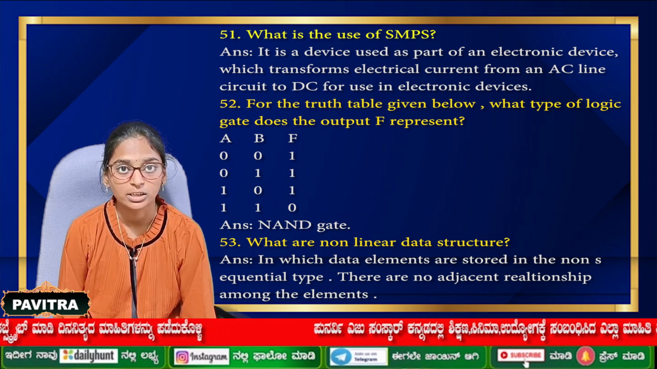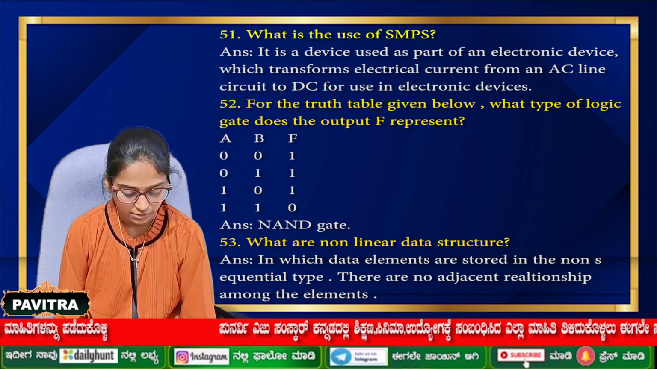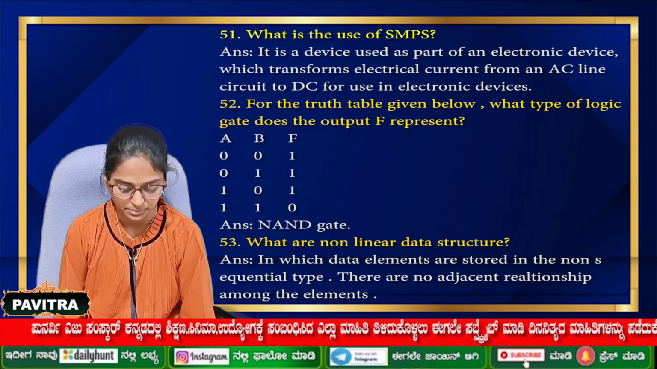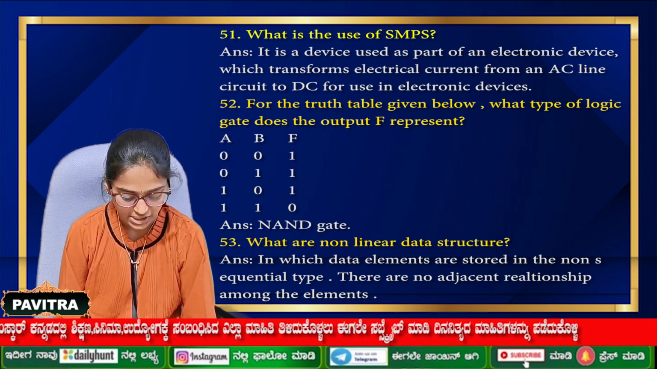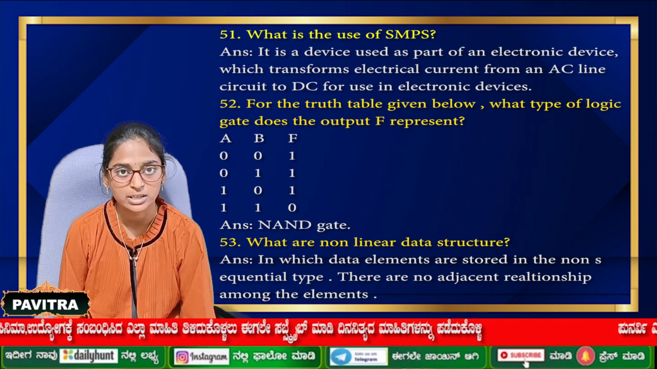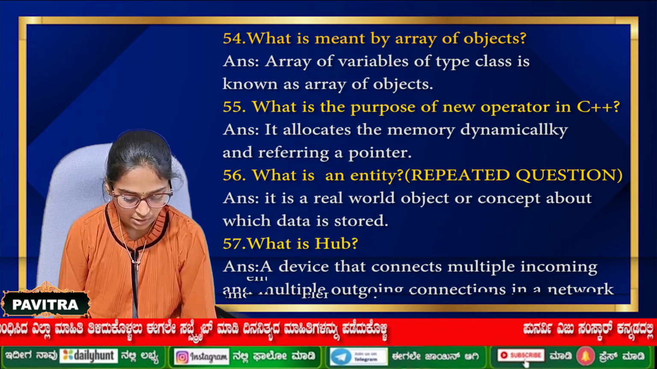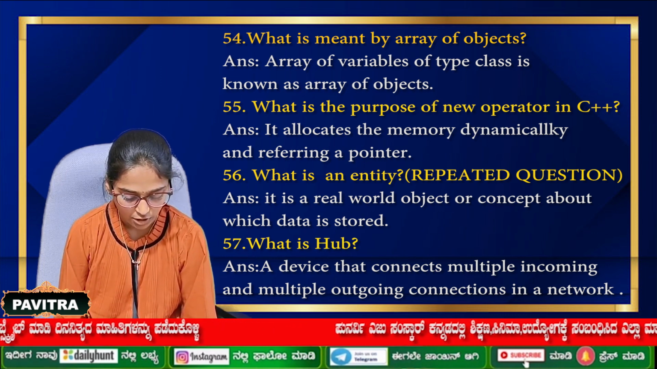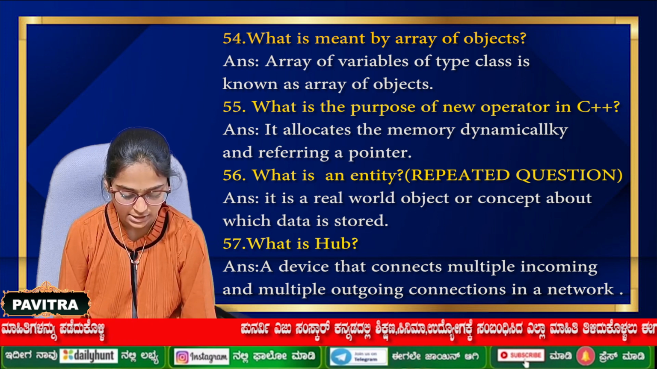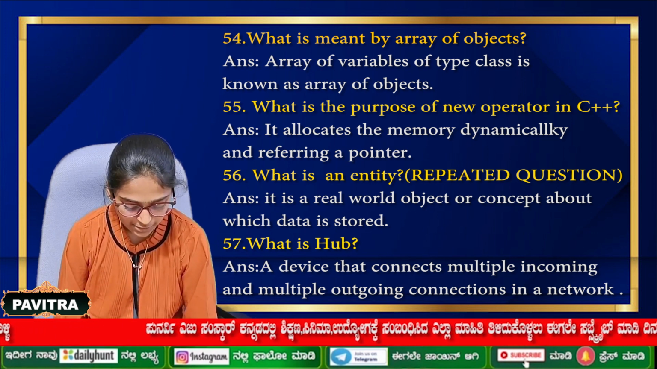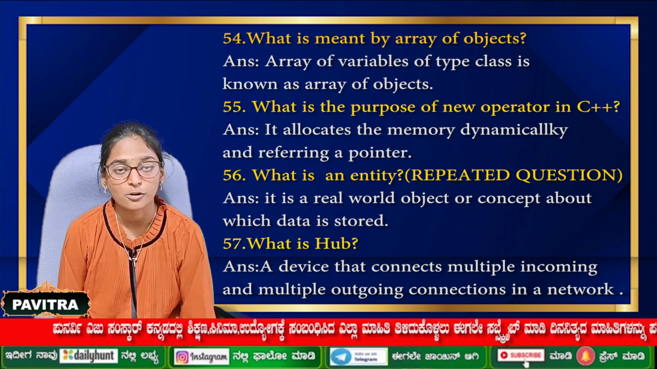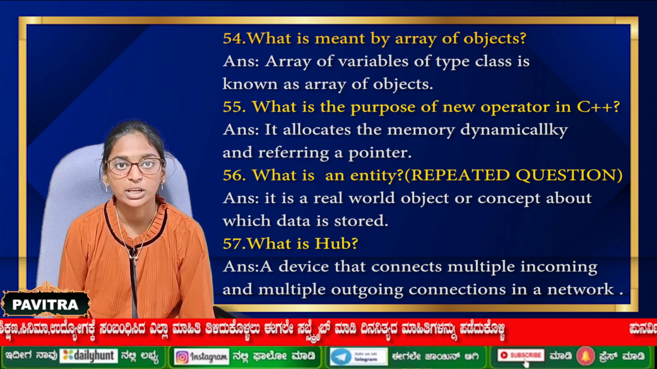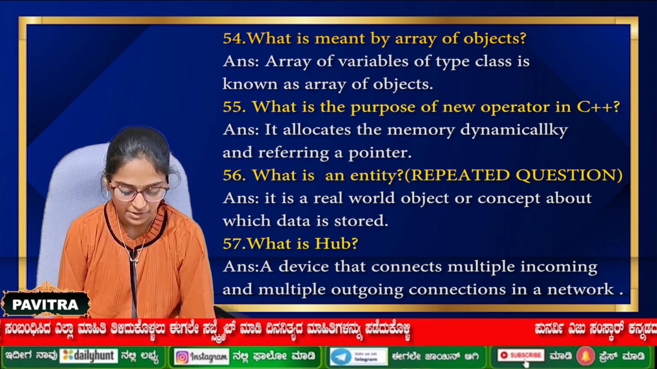53. What are non-linear data structures? In which data elements are stored in a non-sequential type. There is no adjacent relationship among the elements, and this is known as a non-linear data structure. 54. What is meant by array of objects? Array of variables of type class is known as array of objects. 55. What is the purpose of new operator in C++? It allocates the memory dynamically and returns a pointer.